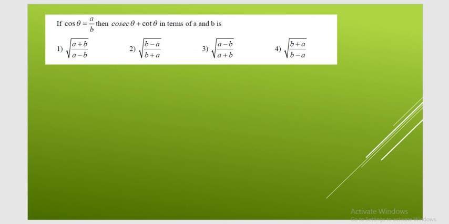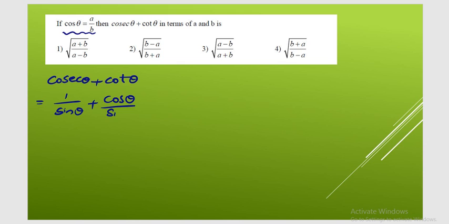This is a problem related to trigonometry, right? What he has given is cos theta is equal to a by b. So the ratio of cos theta is given and he is asking you to find out the value of cosecant theta plus cot theta. So what is cosecant theta plus cot theta? Cosecant theta I can write as 1 by sin theta, plus cot theta I can write as cos theta by sin theta. So from the definitions we have these values.